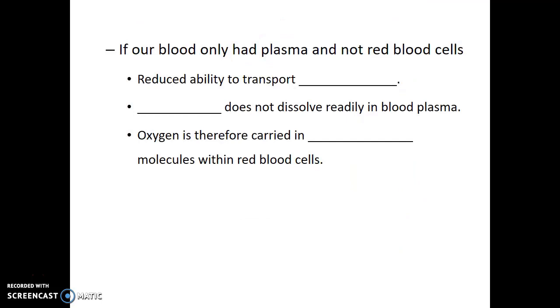If our blood only had plasma and not red blood cells, this would reduce our ability to transport oxygen. And the reason for that is that oxygen does not readily dissolve in blood plasma, at least not in large quantities. Oxygen gas is therefore carried within the hemoglobin molecules within the red blood cells. And again, this is why we have red blood cells. It's why we need red blood cells.